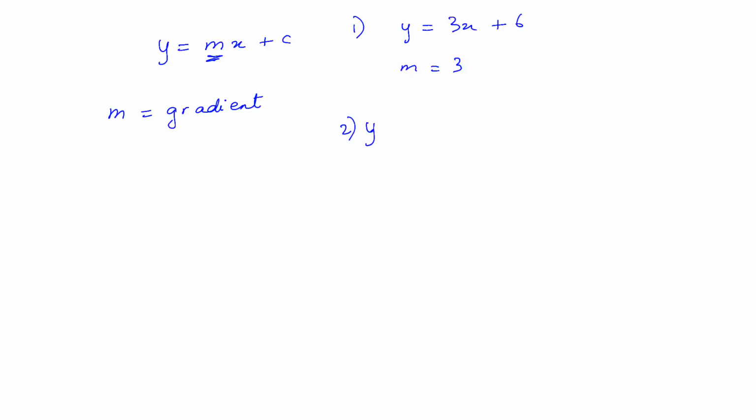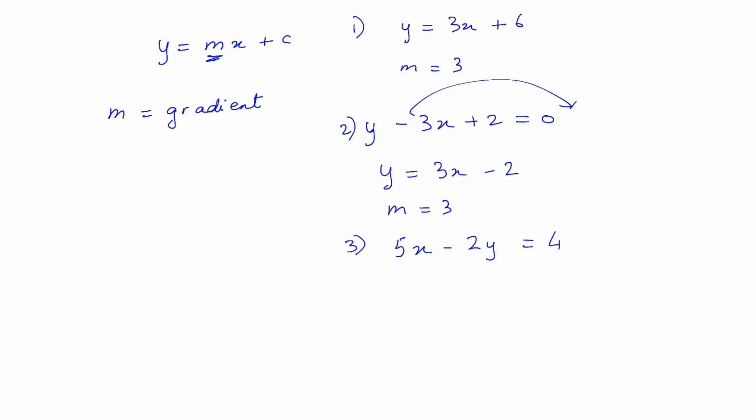Second, y minus 3x plus 2 is equal to 0. This equation is not in this form. So the first thing is we are going to move the x and the number to the other side. When you move to the other side, the signs will change. So the negative is going to be positive and the 2 will be negative 2. Now what is your gradient? 3. Let's try another example.